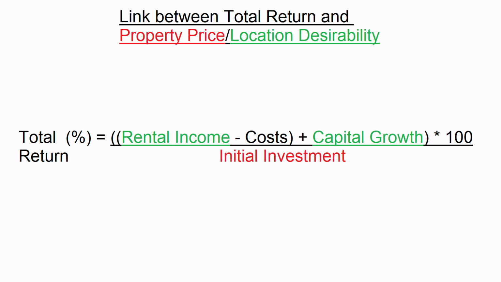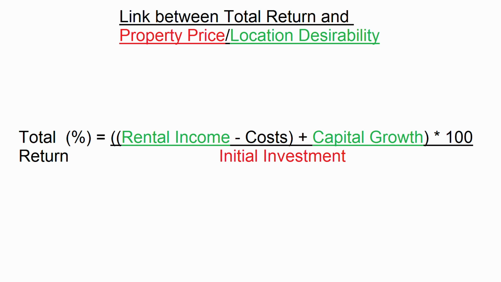Finally, we have the initial investment. Most buy-to-let products require a deposit of at least 25%, and therefore, the initial investment will be directly related to the property price. Looking at the formula as a whole again, the main takeaway is that the more desirable an area is, and the lower the initial investment, the more profitable an investment will be.